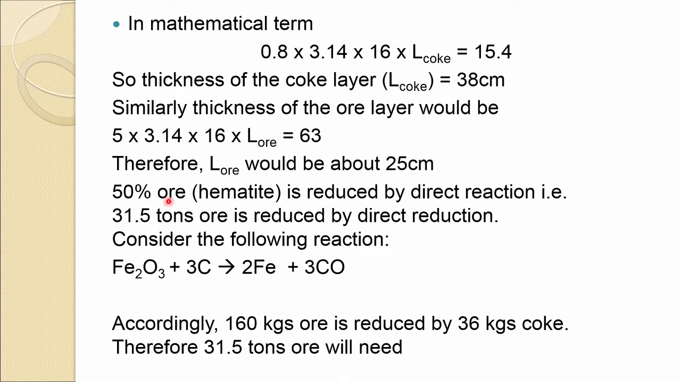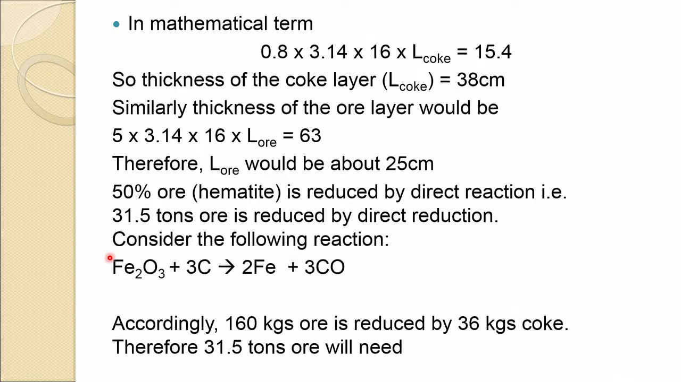Now, 50% ore is reduced by direct reduction, that is in the belly region. So, which means 63 ton we are putting. So, 50% of it, 31.5 tons ore is reduced by direct reduction. And it is also given the direct reduction is mostly you can consider is from hematite directly to iron. So, we can write this reaction.